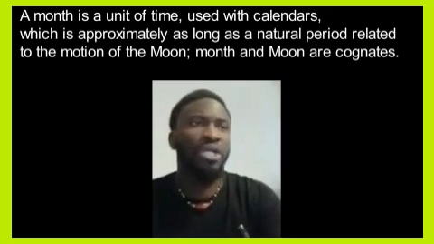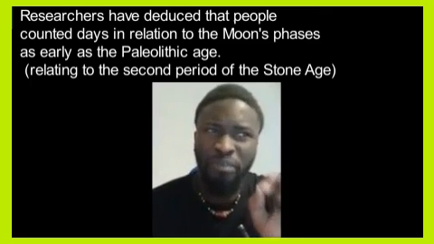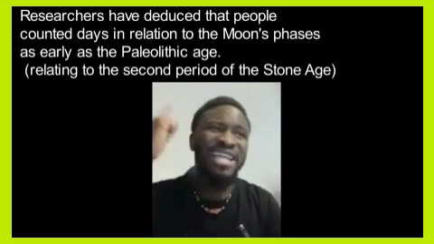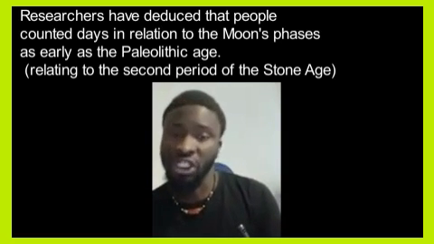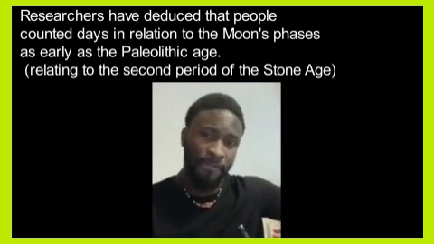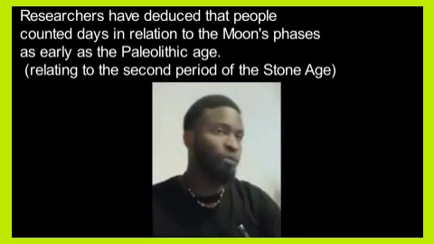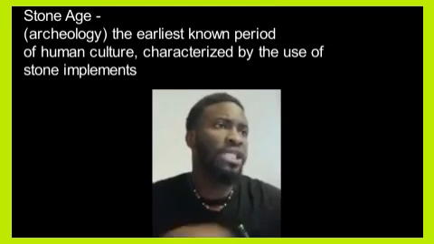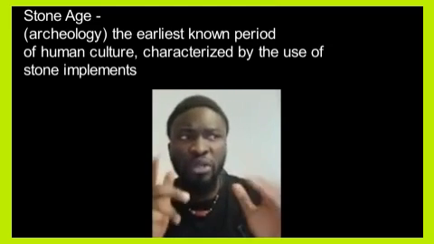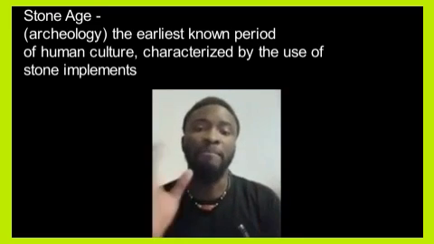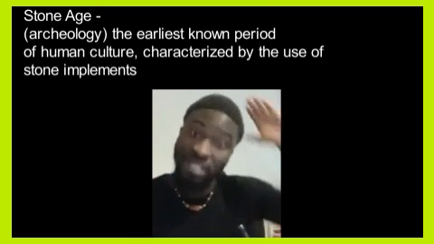So note, researchers have deduced that people counted days in relation to the moon's phases as early as the what? Paleolithic age, that is relating to the second period of the Stone Age. Good. So for people who don't know what the Stone Age is, let me help here. When we say Stone Age, it is the earliest known period of human culture characterized by the use of stone implements, right? So that is the Stone Age.